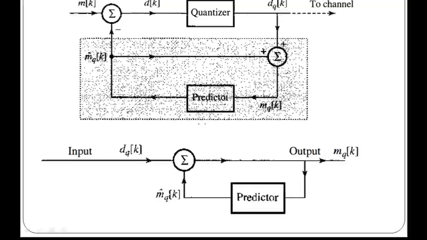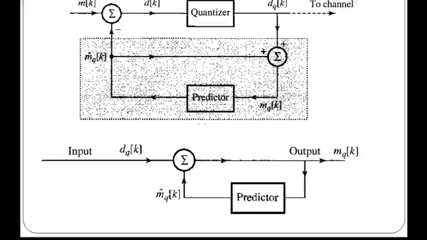The predicted value will be given by the predictor, which is nothing but a transversal filter having some delays. So the difference between mk and mqk is dk, which is quantized and transmitted to the channel. This is the DPCM transmitter, and at the receiver we receive the difference signal, and by knowing the previous sample value and the difference value, by adding these two we can get the output, that is mqk. So this is the way the DPCM transmitter and receiver work.